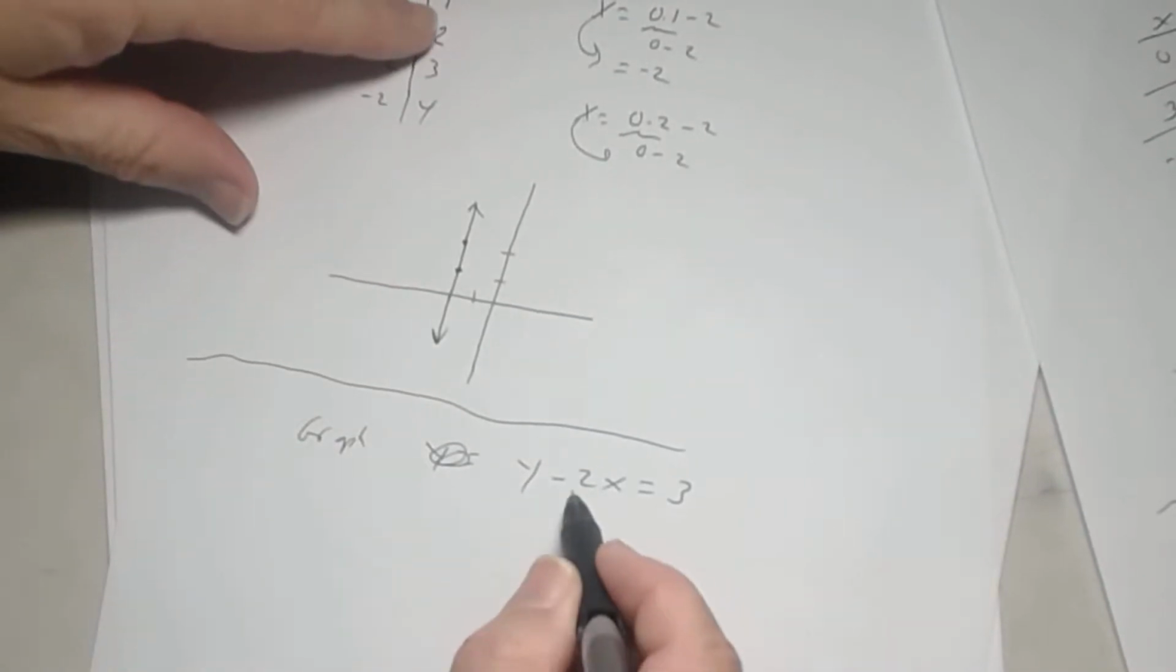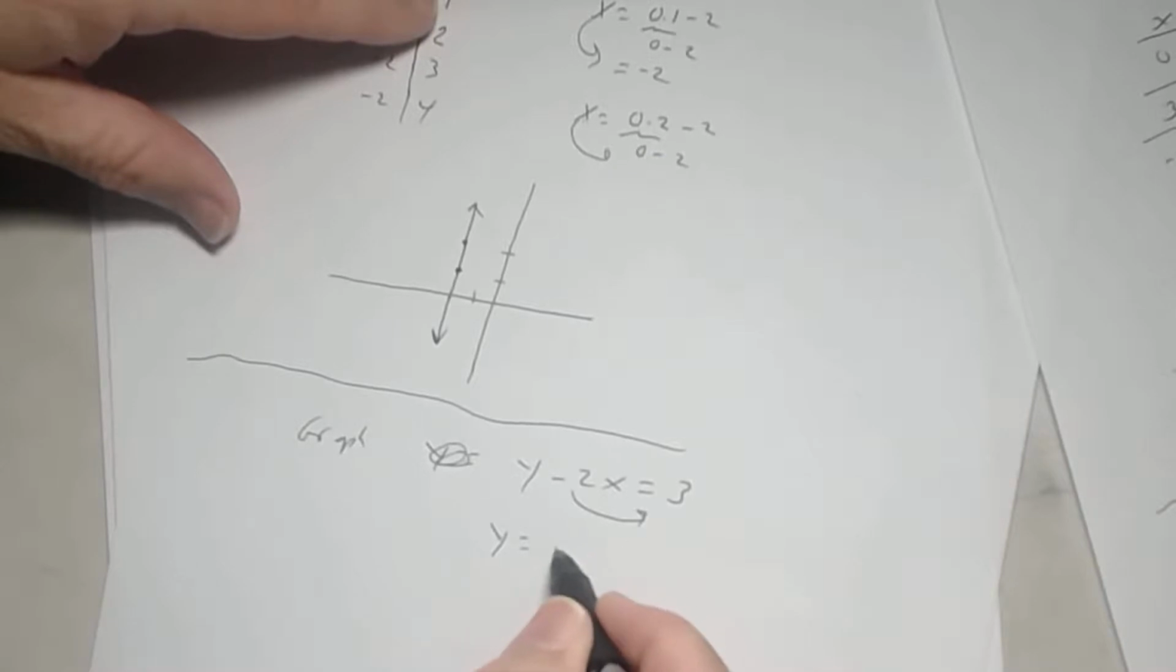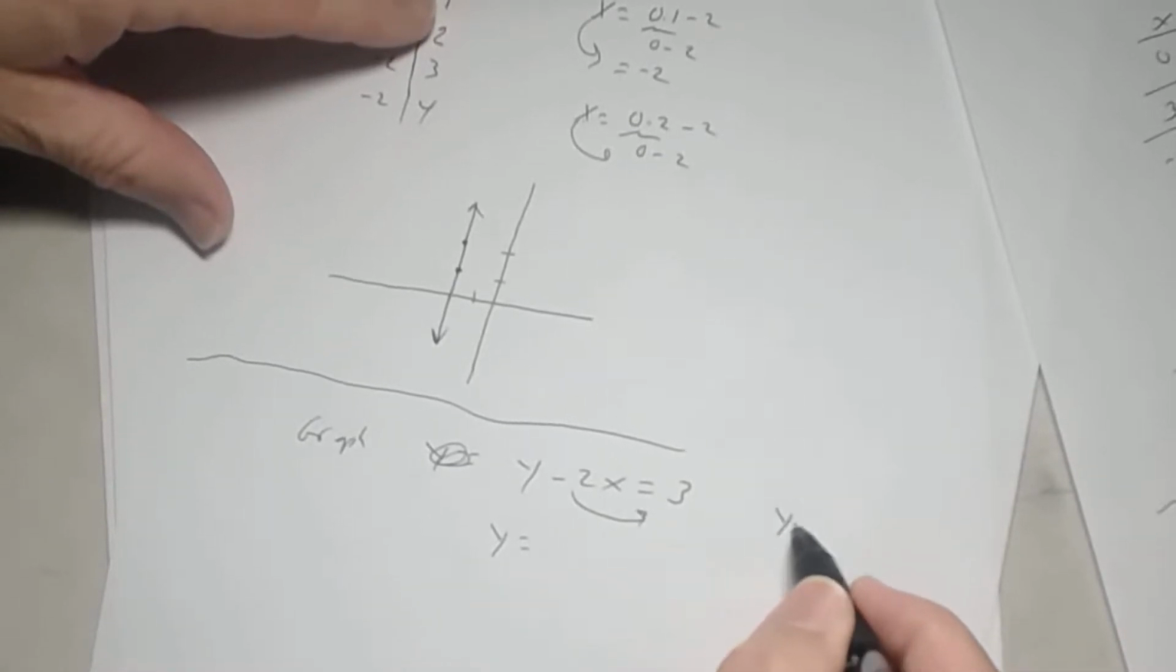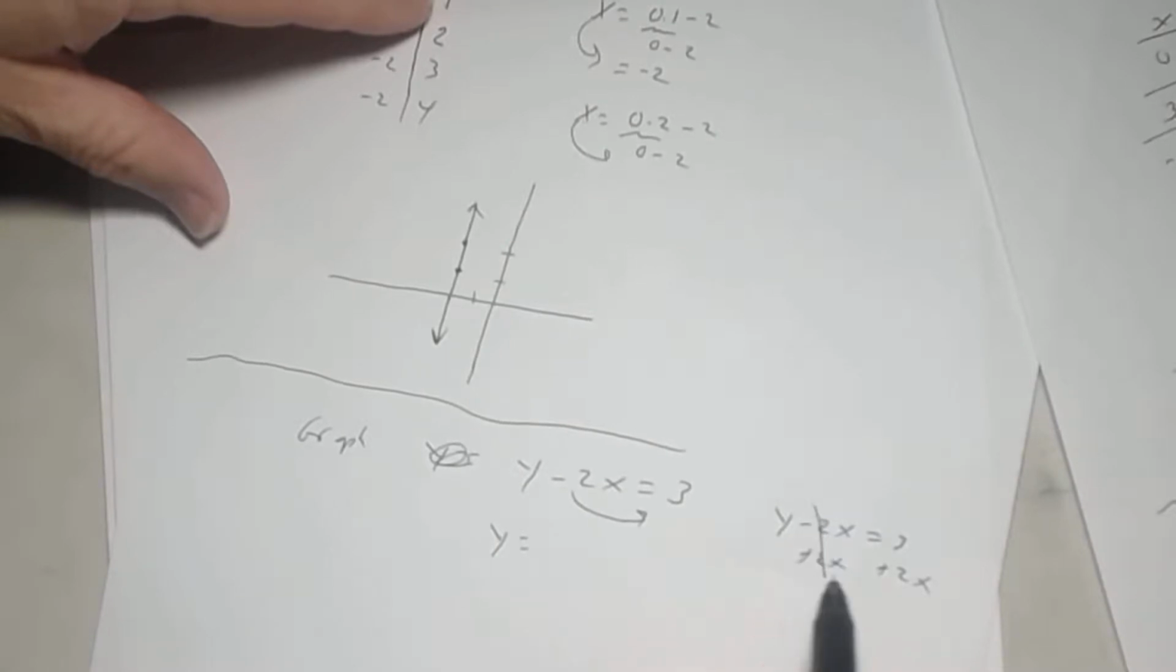So you may want to get y by itself. I'm going to bring this -2x over. So when I do this, it's going to be y equals, and now what would be on the other side? Remember how to do that? Yes, you're going to add 2x to both sides, right? 2x plus 3. And when you combine like terms, these 2x's go away, and you get y equals 2x plus 3.